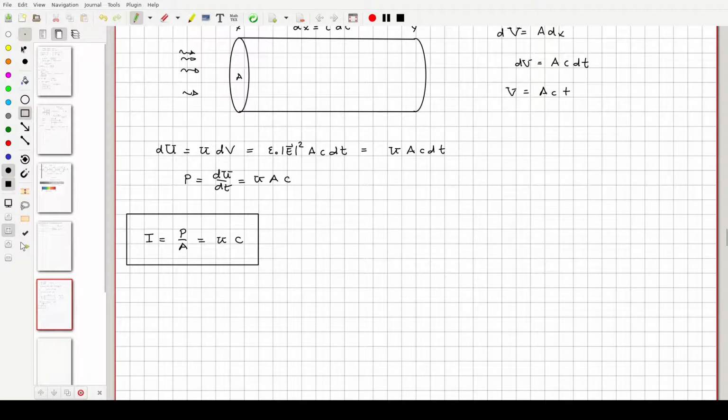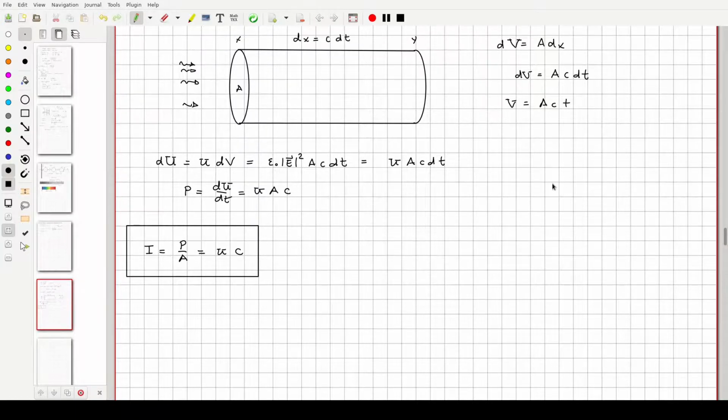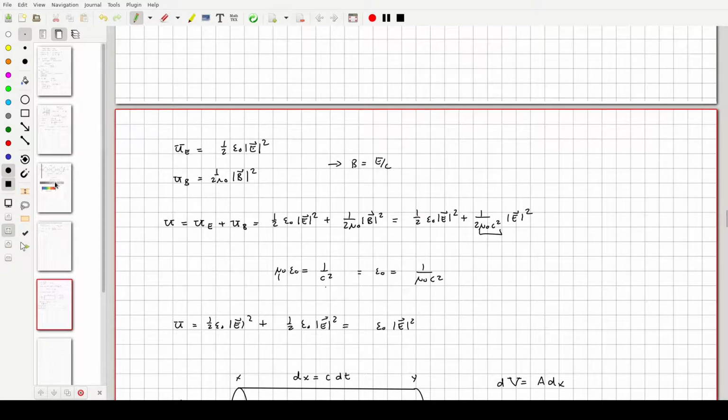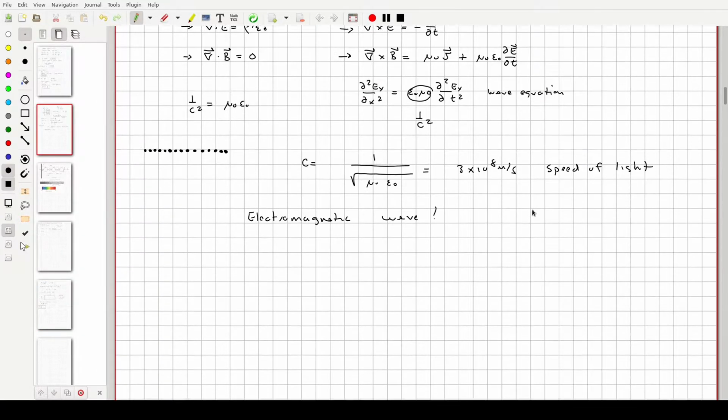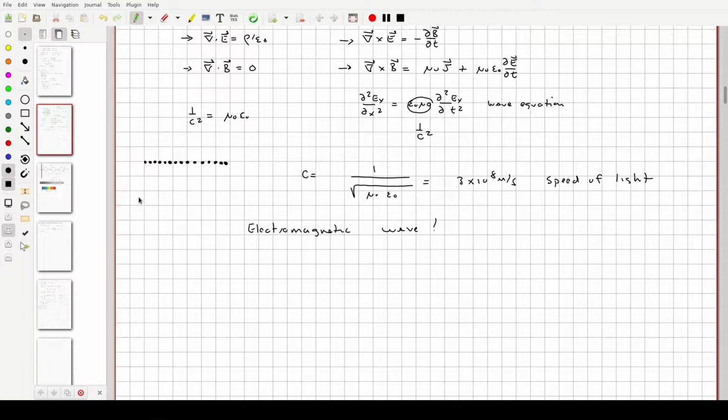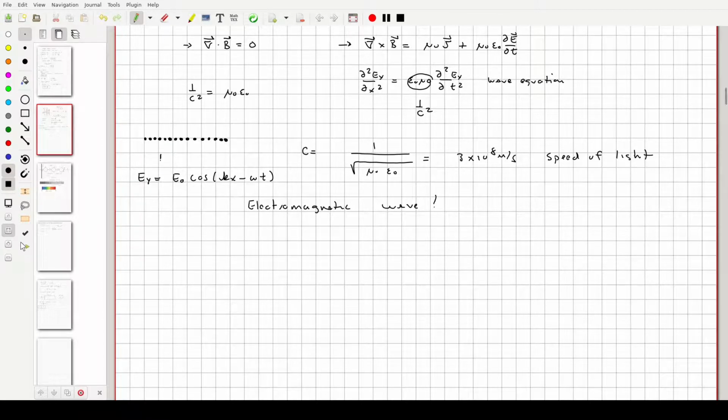Now, why is this a big deal? Well, the first thing I'd like to point out is that U itself depends upon E, and E is going to be a function of position and a function of time. How do I know that? Well, when you solve your equation for E, you're going to get an E_y that looks like E naught times cosine of kx minus omega t. This is called a plane wave solution.